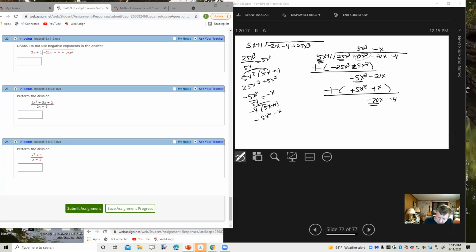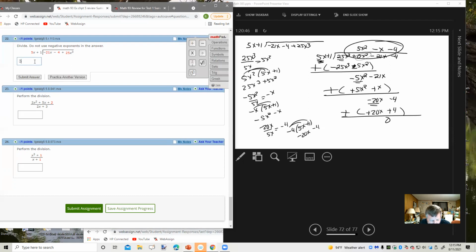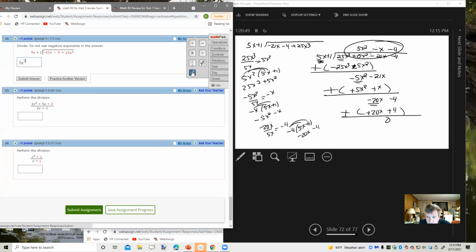Divide the leading term inside by the leading term outside. Negative 20x over 5x is negative 4, so we put minus 4 up there. Negative 4 times 5x plus 1, negative 20x minus 4. Write that here. Subtract that from what's up above, change it to addition of the opposite. We get 0 remainder. So 5x squared minus x minus 4 should be the answer.